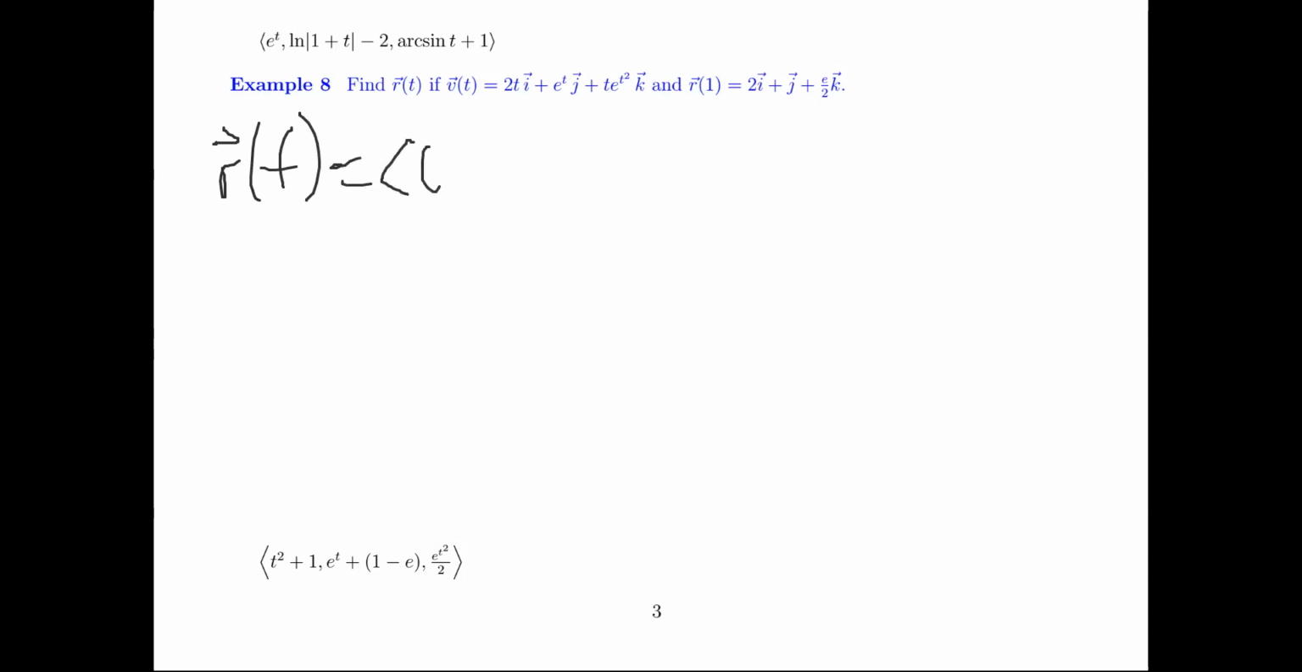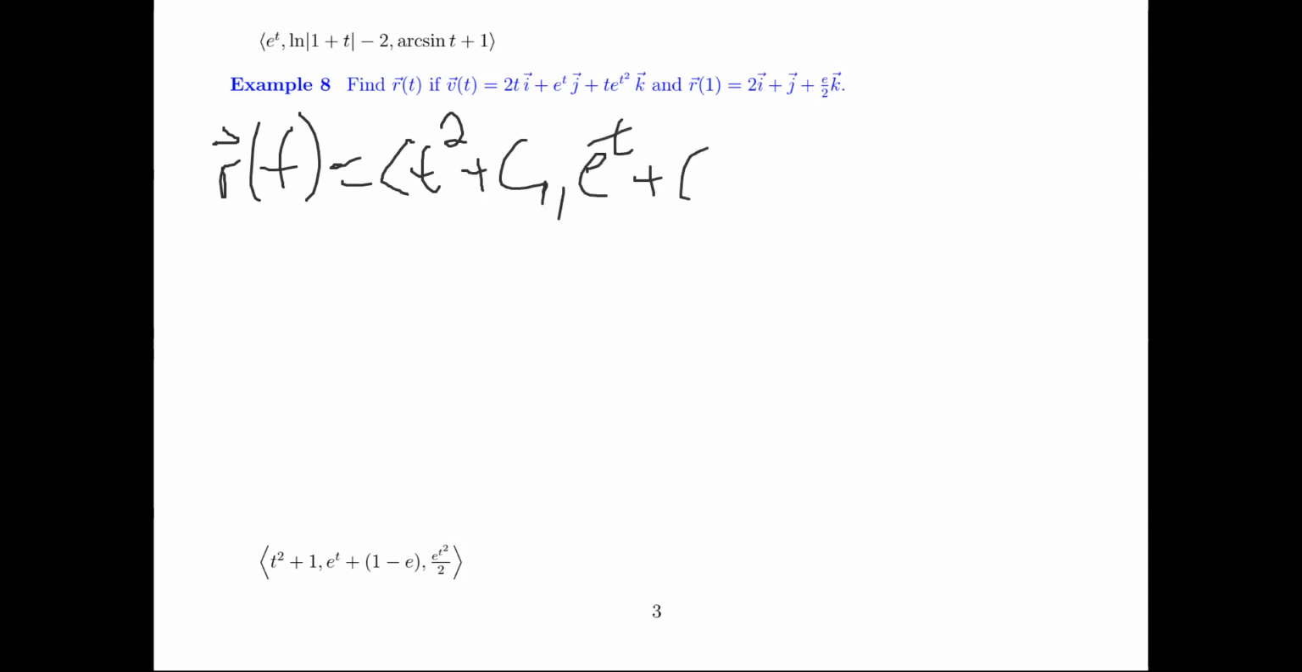And then finally, for our last problem in this section, find r of t if v of t is equal to 2t i plus e to the t j plus t e to the t squared k. Well, again, we want to integrate. What is the integral of 2t? That is t squared. What is the integral of e to the t? That is, oh, I messed up. t squared plus what, everyone? That should be plus some constant c. All right, then the second component is e to the t plus some constant c.